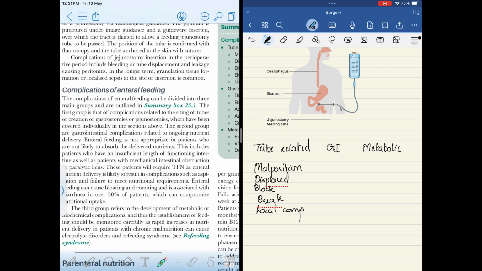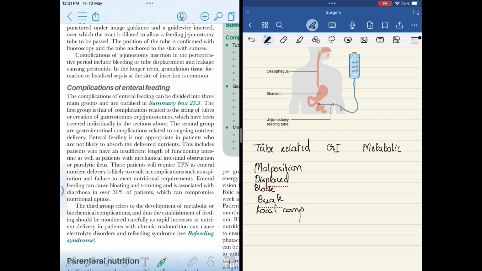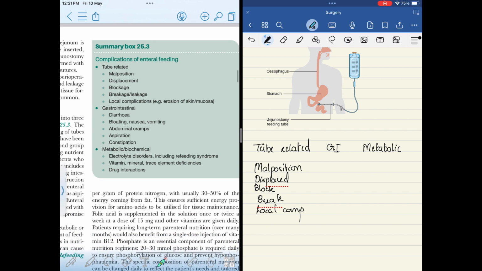We will learn this in the indications for TPN. But I am saying this now because the GI complications will include bloating, vomiting, diarrhea, abdominal cramps, aspiration and constipation. So writing down diarrhea, vomiting and so on. So we have the rest also.